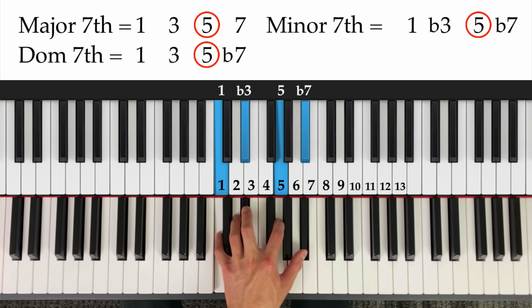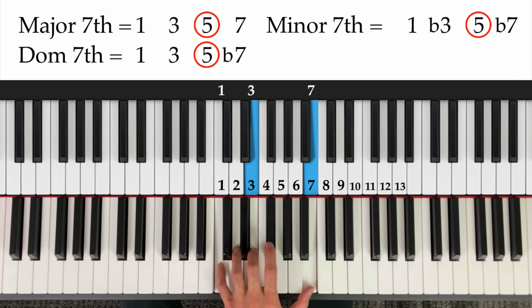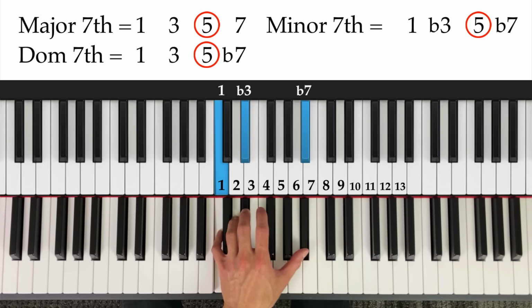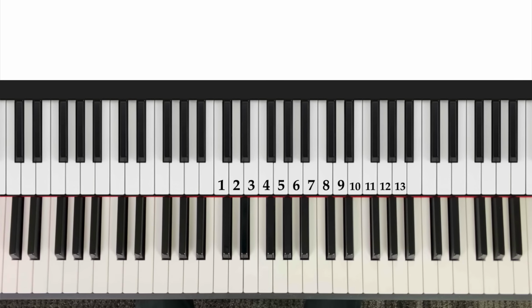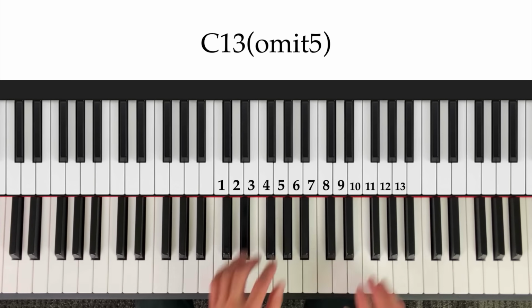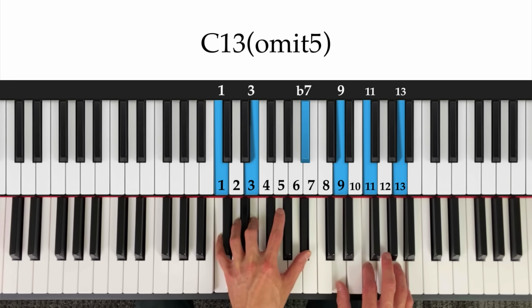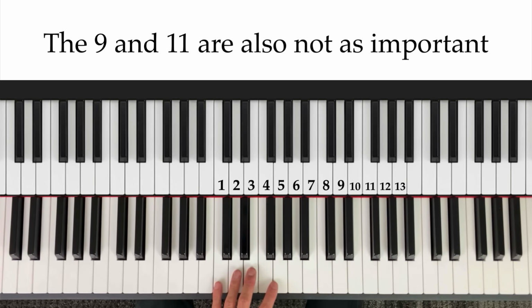The 5. Every one of those chords has a 5. The 5 does nothing to tell your ear what type of chord is being played. So if we're forced to get rid of one of these notes, it would be the 5. So a guitarist who can only play 6 notes can omit the 5 from the chord and play a C13 omit 5 without confusing anyone. Because we still have that 3 and flat 7. The 9 and 11 are also not as important.